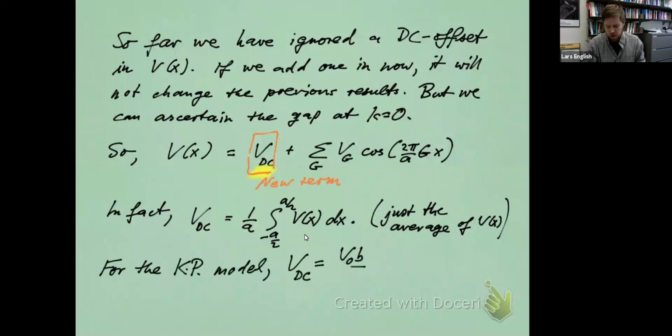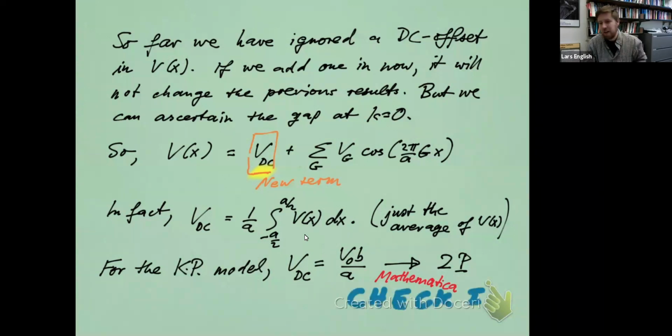So that's what we'll do next. But I'm going to have you do the analysis. What you should find is that the result is V naught B over a. That should be the result. And if we translate that into Mathematica language, it should translate as 2 times capital P. So again, we should check it. Here's an actual testable prediction that comes out of our theory, that the offset at the origin should be equal to 2 times P.